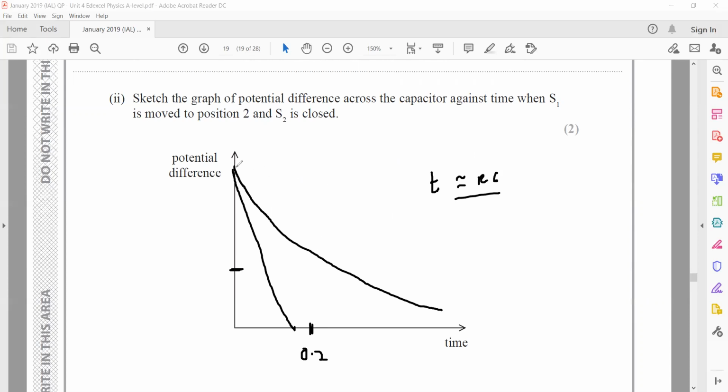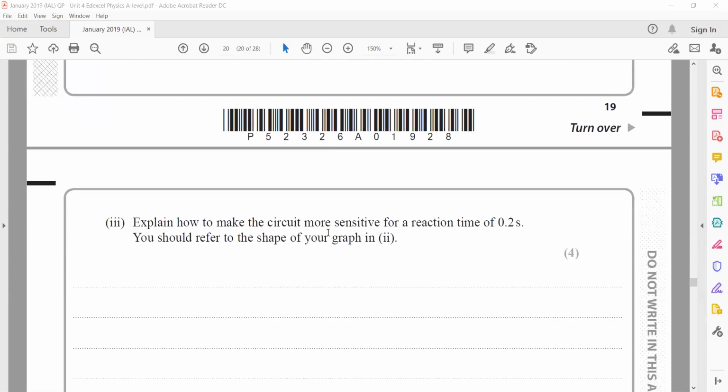Same thing, if the time constant is too big, the capacitor will take too much time to discharge, so even a negligible change in voltage will be there in 0.2 second. So the time should be approximately equal to the time constant, so that we can easily recognize the reaction time. Is this part clear, how we can make this circuit more sensitive for the reaction time, so that we can easily record the reaction time?